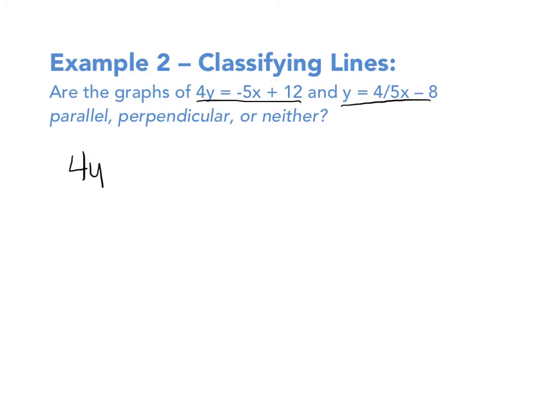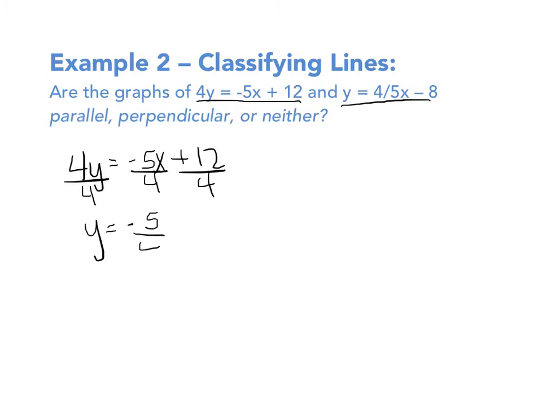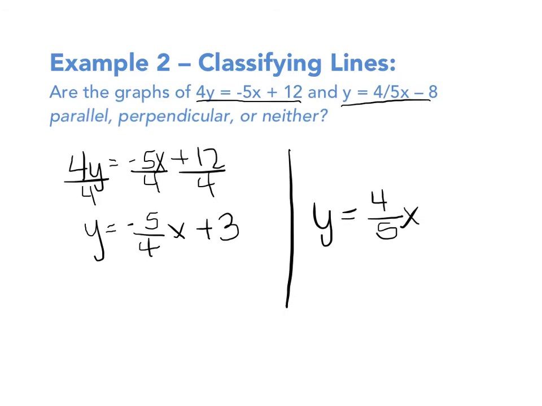So I have 4y equals negative 5x plus 12, and I have to divide each side by 4 in order to get my y isolated, to put it in slope-intercept form. So 4 divided by 4 is 1, so y equals negative 5/4 x plus 3. And then I still have y equals 4/5 x minus 8.